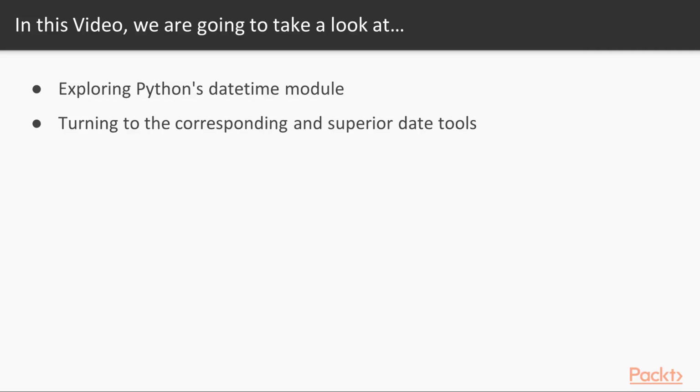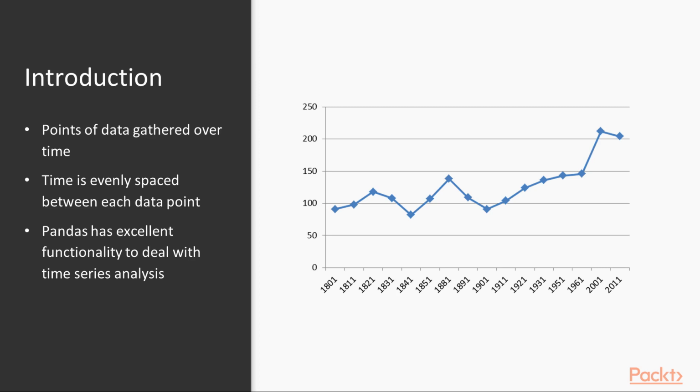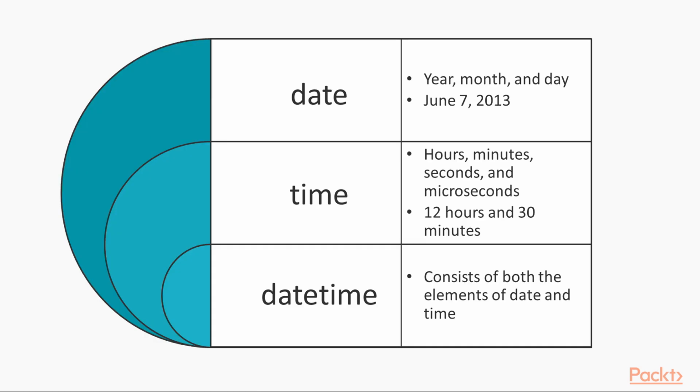In this video, we will first explore Python's datetime module and then turn to the corresponding and superior date tools in Pandas. Broadly speaking, time series are simple points of data gathered over time. Most typically, the time is evenly spaced between each data point. Pandas has excellent functionality with regards to manipulating dates, aggregating over different time periods, sampling different periods of time, and much more.